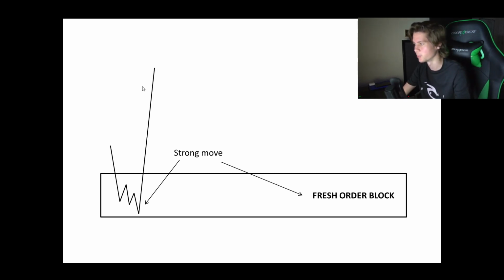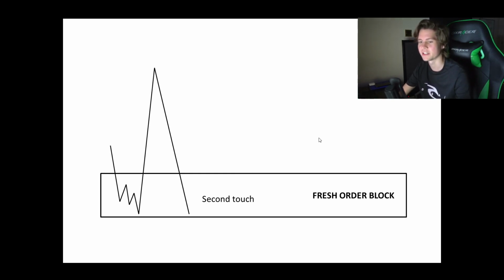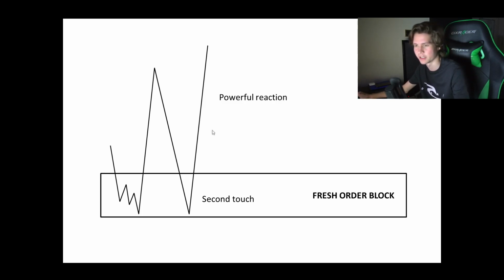So yeah, a strong move, which means that in this case, since this has previously not been touched, we have a fresh order block. And what generally happens then is if we come down here for a second touch to collect all these orders, triggering all these buy limits and so forth, we usually get a very powerful reaction after that second touch. And this works in the case of it being bearish as well. If we had a supply zone here at the top, a moment of indecision, and then coming in for a second touch as these orders have been collected down here at the bottom.